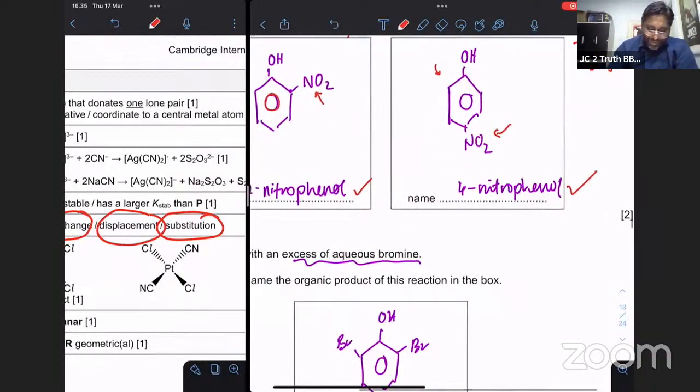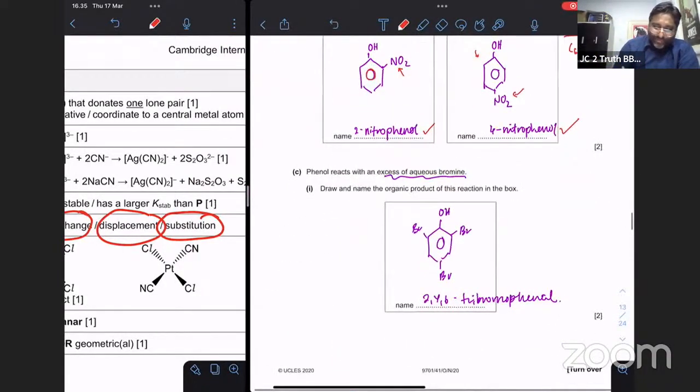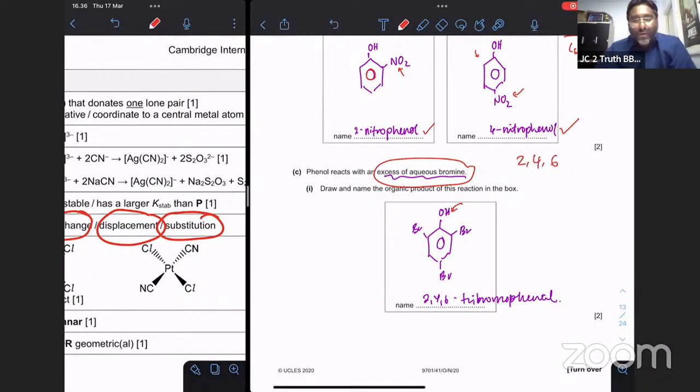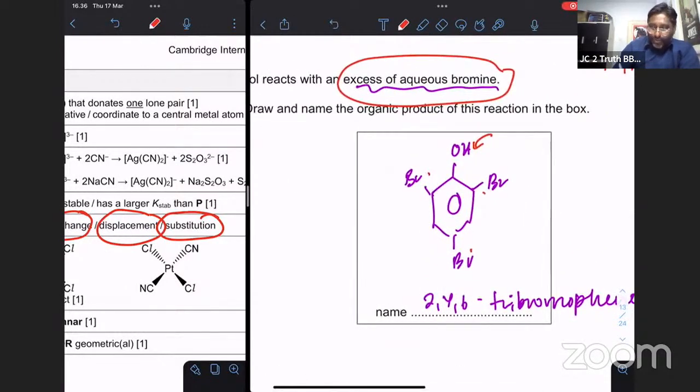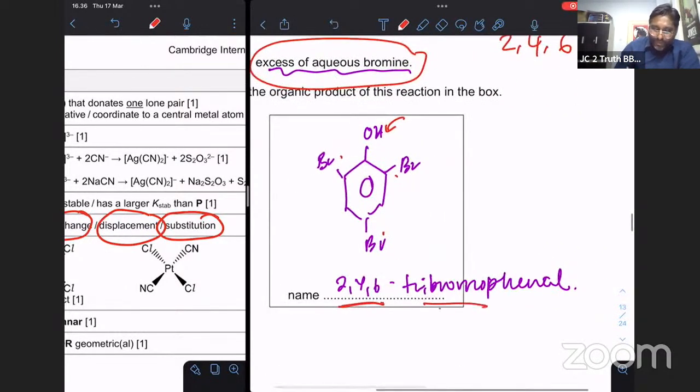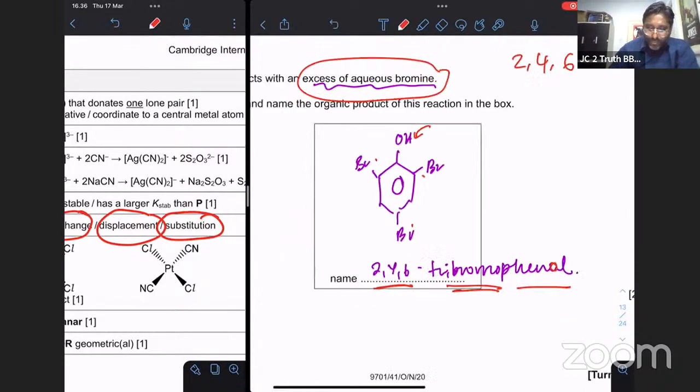Now, next, phenol reacts with excess aqueous bromine. Normally when you react with bromine, you need a halogen carrier. In this case, if you react with phenol, there is no need for a halogen carrier. If you have excess, all the positions will be substituted. Because OH is an electron donating group, they will substitute at positions 2, 4, 6. The Br will go in, and you are going to get 2,4,6-tribromophenol. So that's going to be the name.